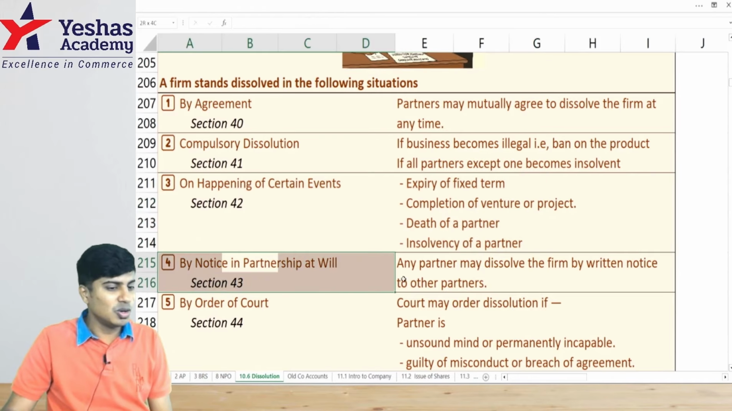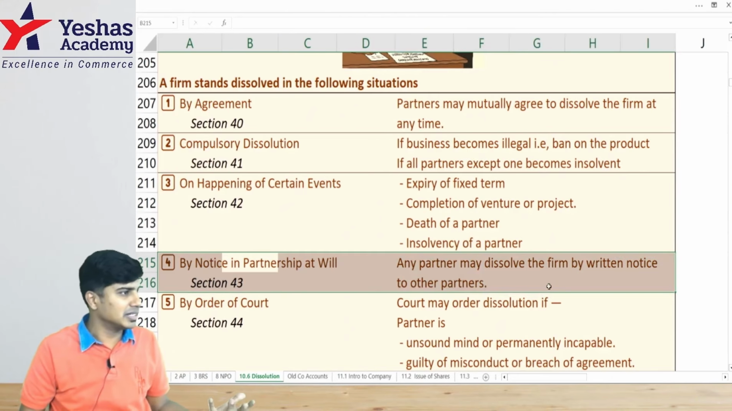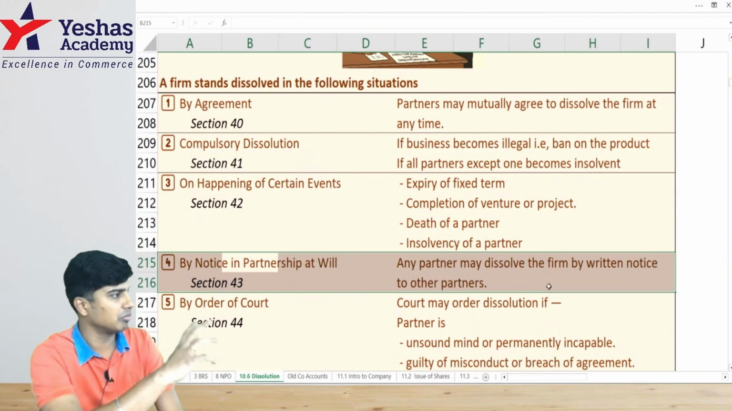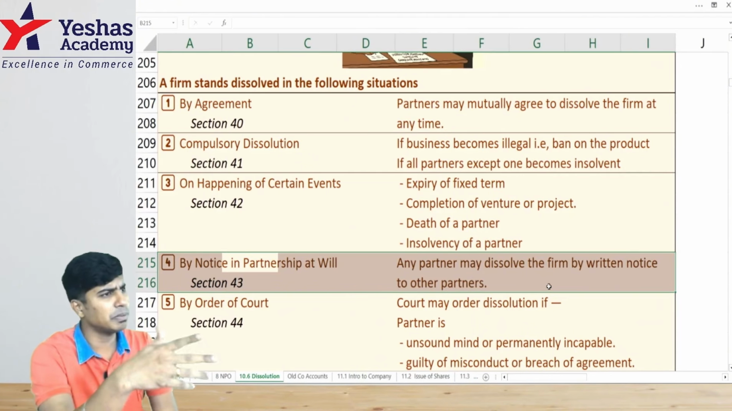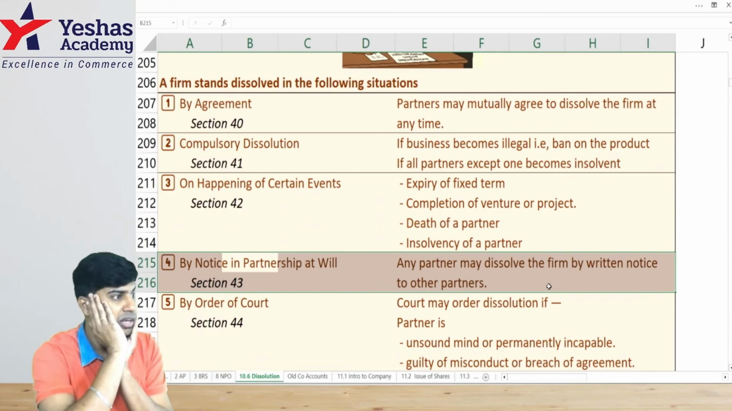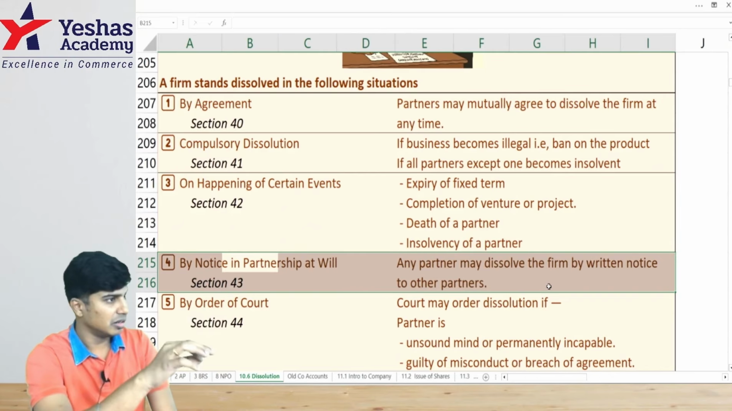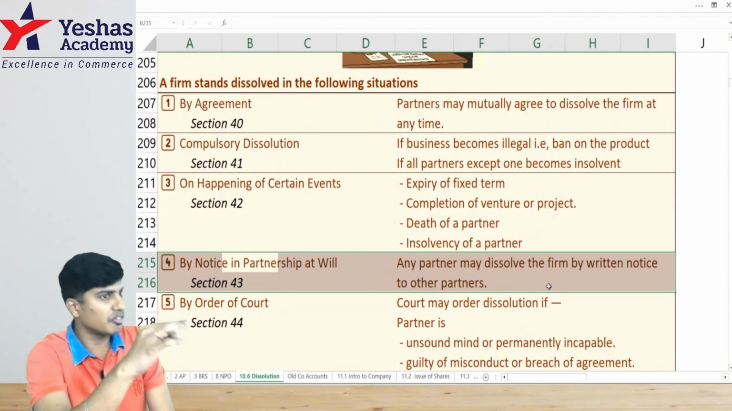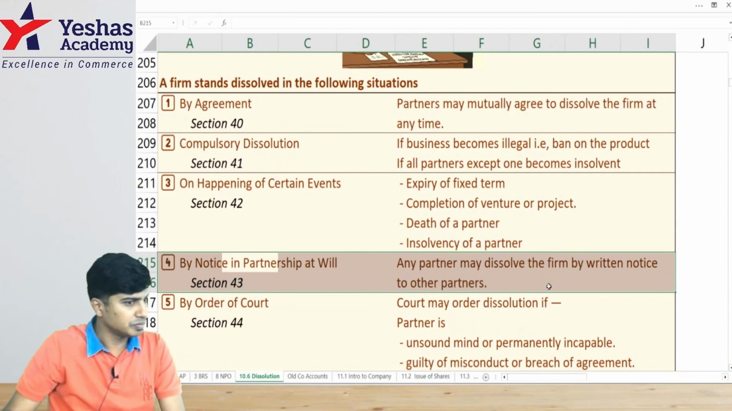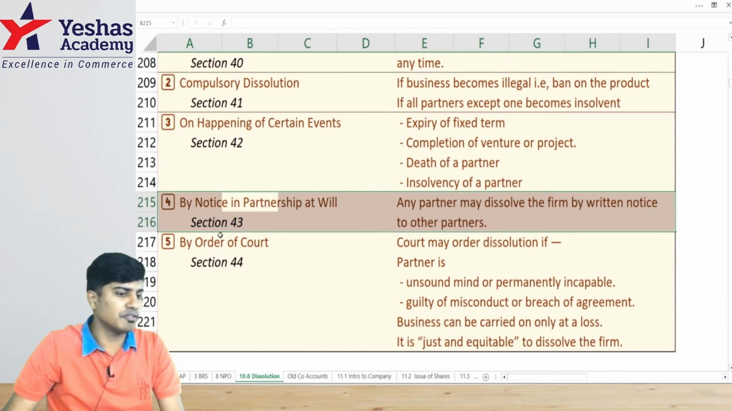Then we have notice by partners, if it is partnership at will. When we entered into the partnership, we have not decided any specific term. We have decided to keep the partnership at will. Till the time we want to continue, we will continue. That is partnership at will. If it is partnership at will, by way of written notice, if one of the partners proposes dissolution, the firm will get dissolved.